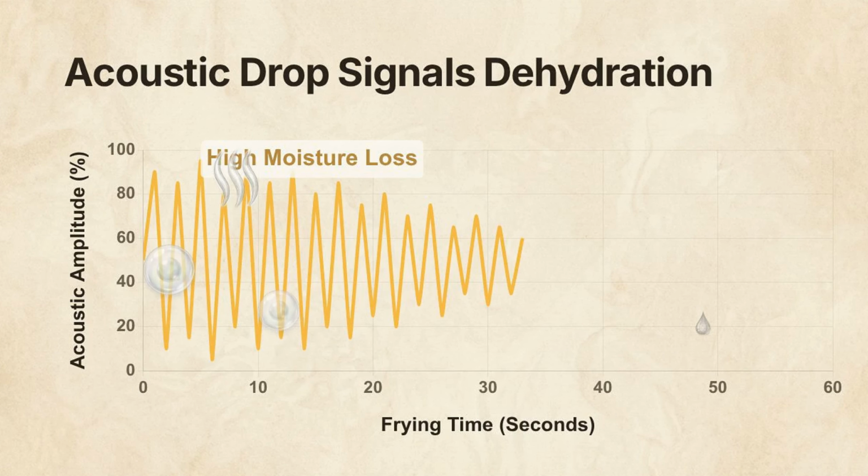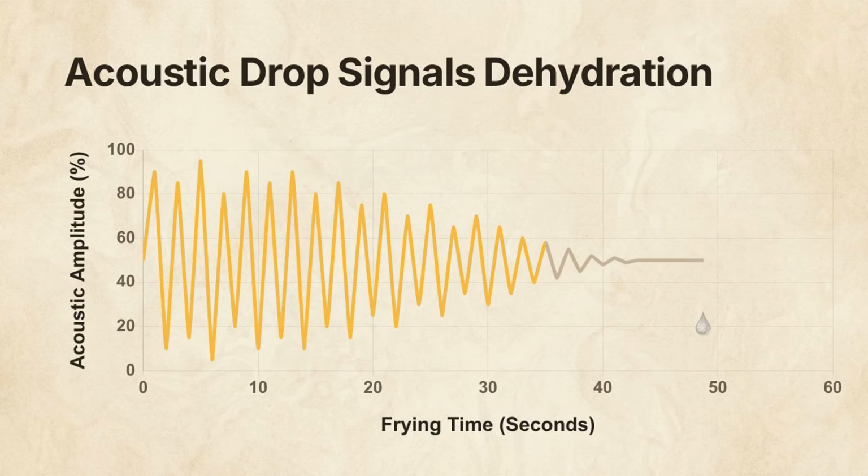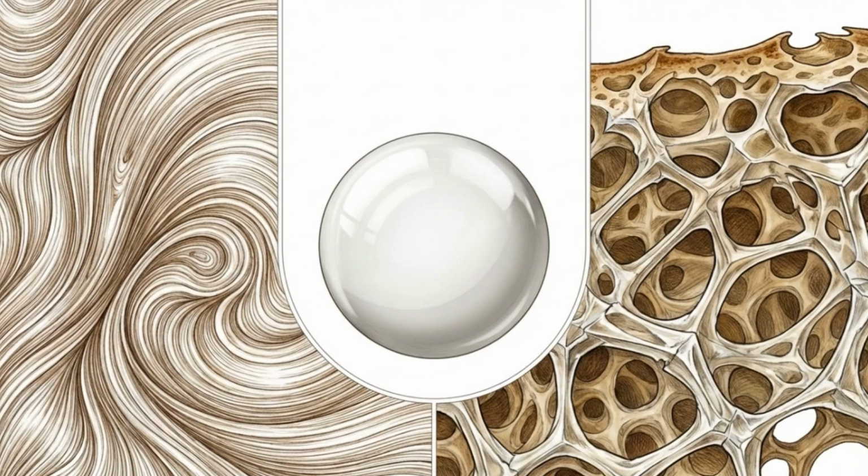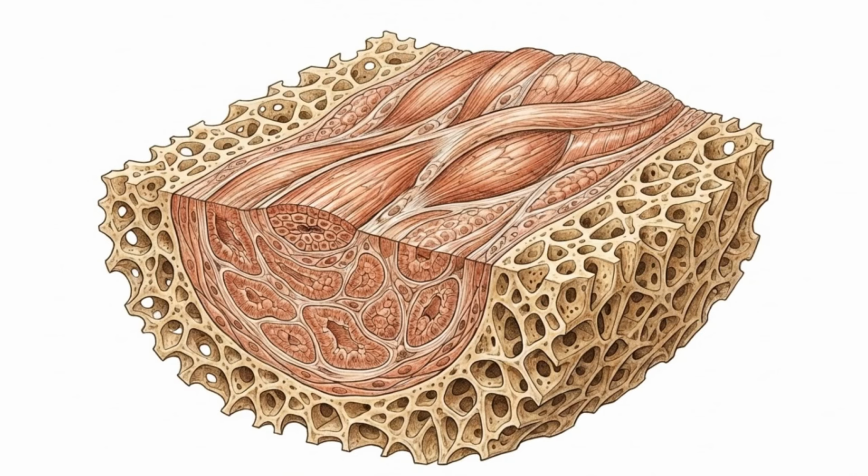A drop in acoustic emission is the signal that the active boiling phase has ceased and the pressure barrier is fading. Deep fat frying is a microscopic interaction of thermal energy, vapor pressure, and polymer chemistry. Success requires adherence to these physical laws to achieve a precise structural result.